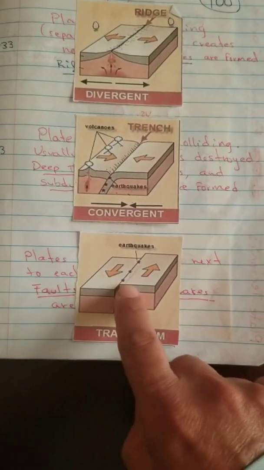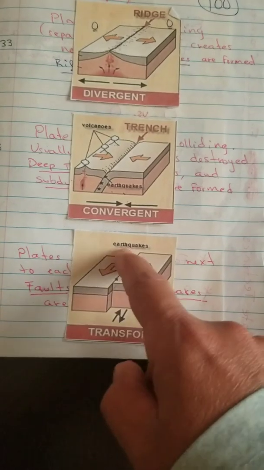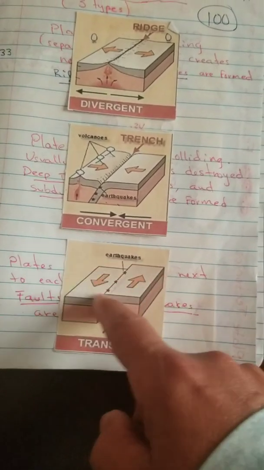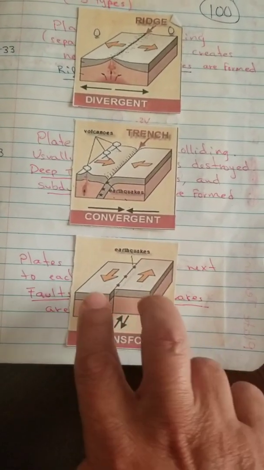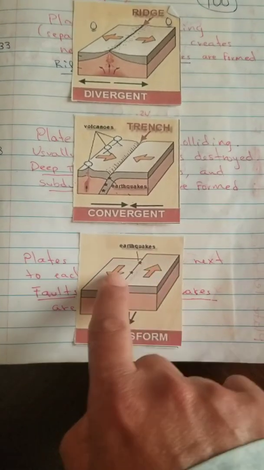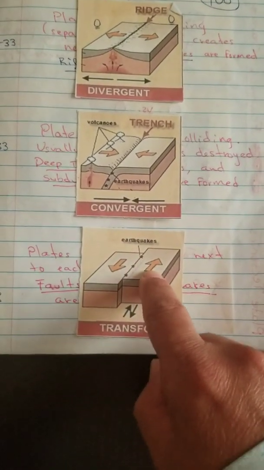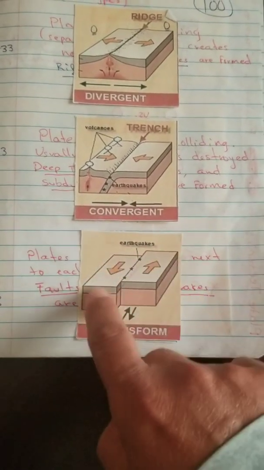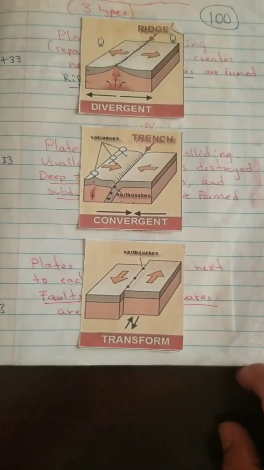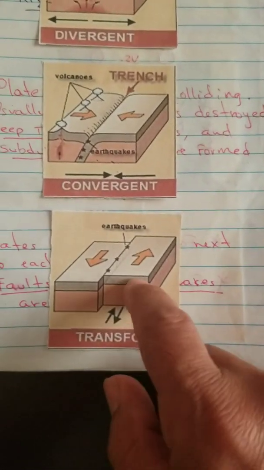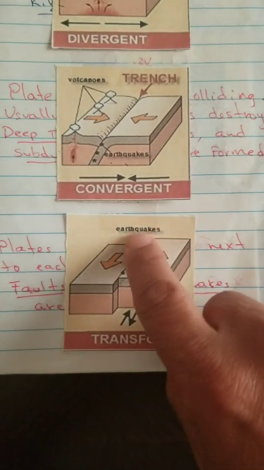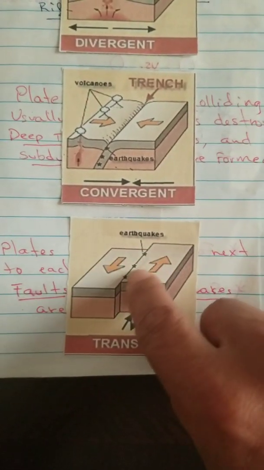You can see the two plates. They can either be sliding next to each other, going in opposite directions, or they can also go in the same direction, but one plate will be moving faster than the other. All right, so that's also a characteristic of transform boundaries. Notice how big old earthquakes are created here.